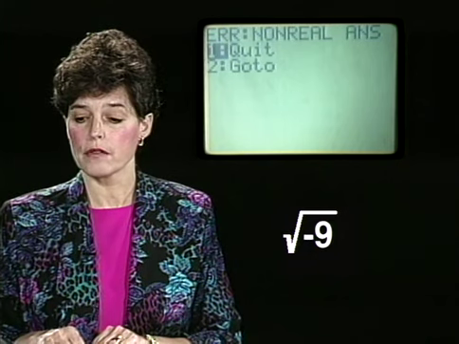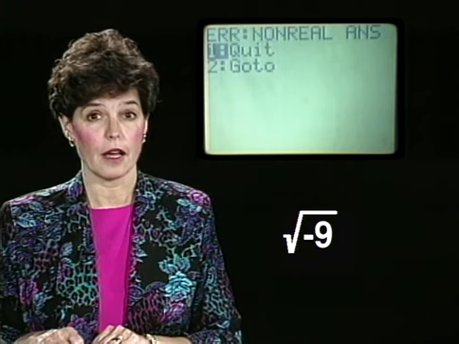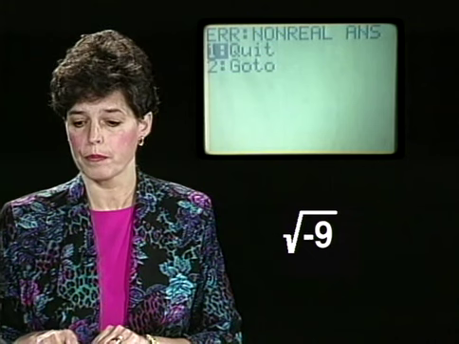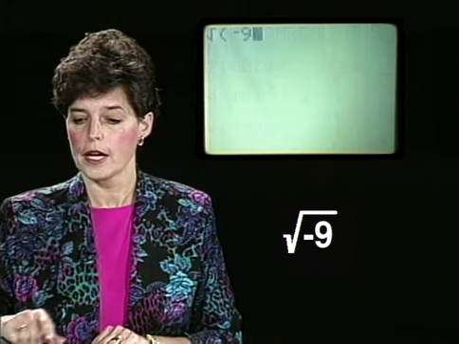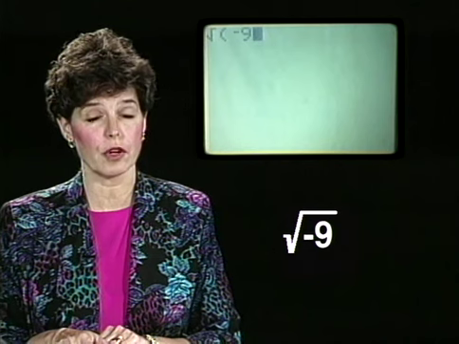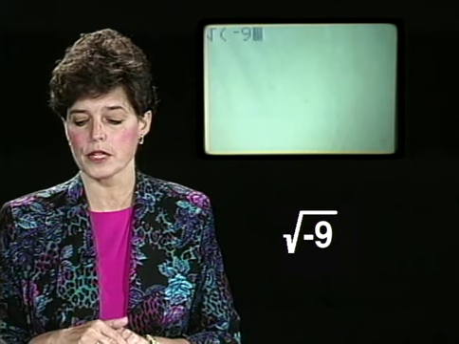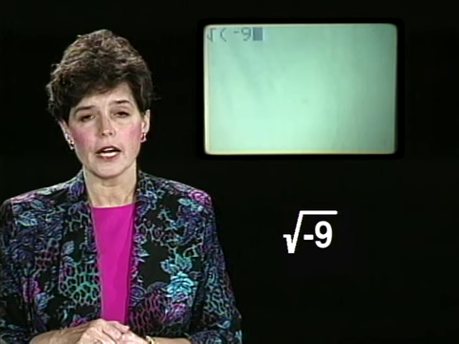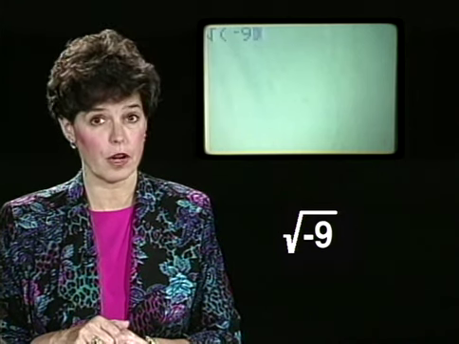And for those of you that have studied square roots of negative numbers, you remember that the answer is an imaginary number. So it's telling me that it's non-real, which is imaginary. Now I can either go to or quit again, and if I go to, it goes back and it's just blinking on the problem saying you're going to have to fix this up a little bit. You can't take the square root of a negative number, and no matter how many times I hit enter, it's going to tell me that it's a non-real answer. The TI-83, though, does have the capability of dealing with imaginary numbers, with complex numbers.